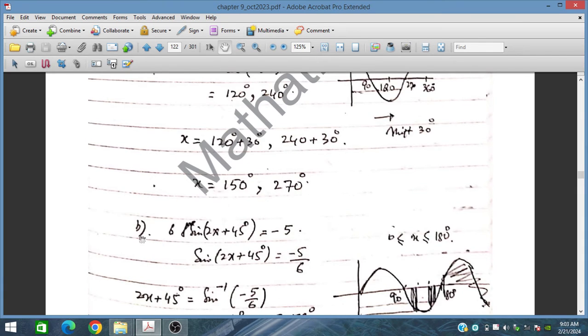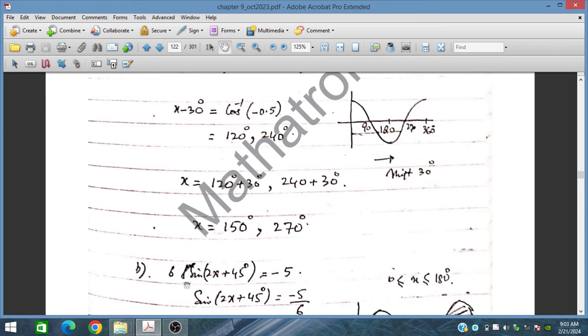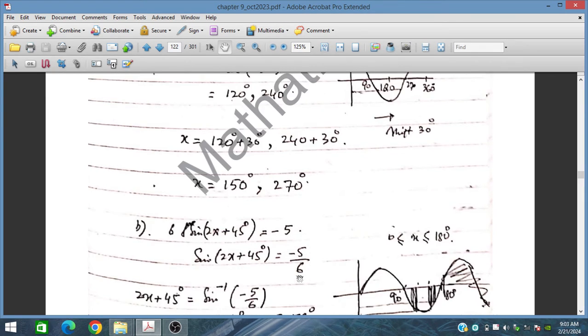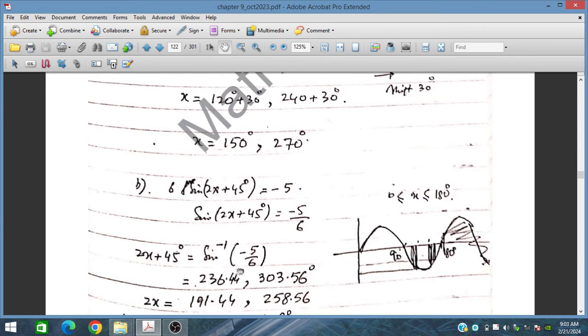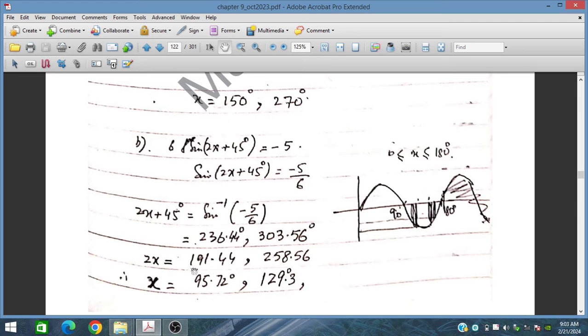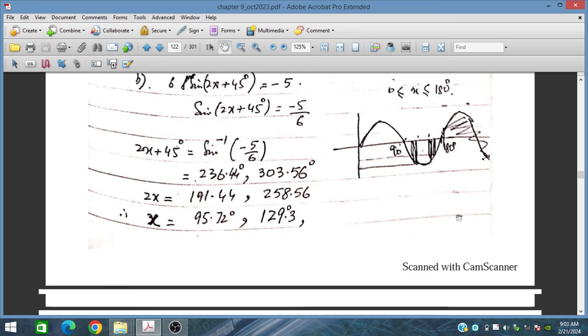We'll show it later. Now B part, we have 6 sin(2x plus 45 degrees) equal to minus 5, and we divide by 6. So now sin(2x plus 45), taking the inverse of sin, and we know that this value lies in the third and fourth quadrant. So third quadrant and fourth quadrant. From here we have 2x equal to this value, and so x is equal to 95.7 and 129.3. So this is from 0 to 180 range.